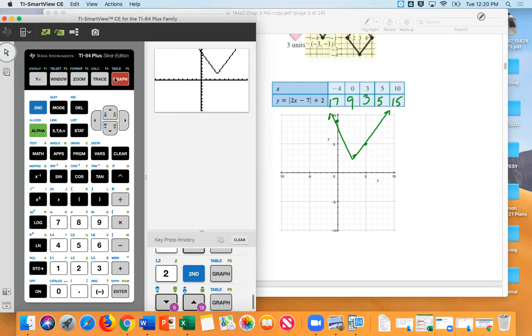Like I said, Jay, would you agree that this problem was probably a little quicker than searching through your calculator? If I didn't tell you where it was, you wouldn't be able to find it, would you? It's kind of hidden. It's not like a button, okay? So I'll let you guys copy that down.